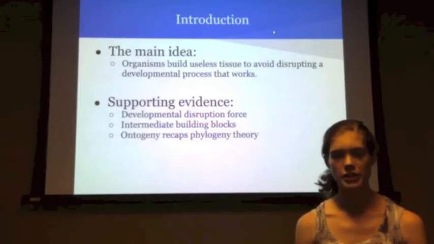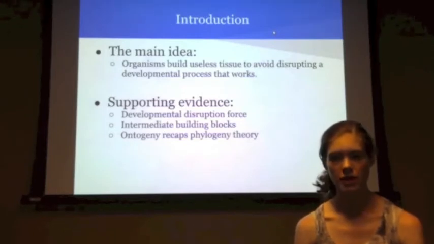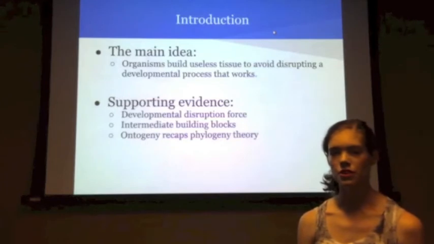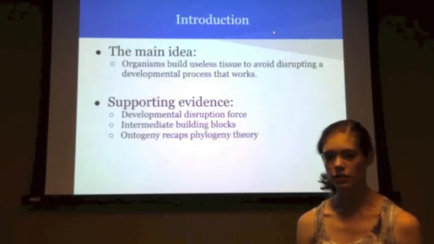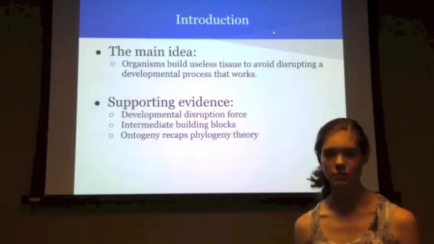Biologists have observed that organisms develop structures that they do not seem to need or use. Researchers have developed three main theories to explain this process. Those theories are the developmental disruption force theory, the intermediate building blocks theory, and the ontogeny recapitulates phylogeny theory.